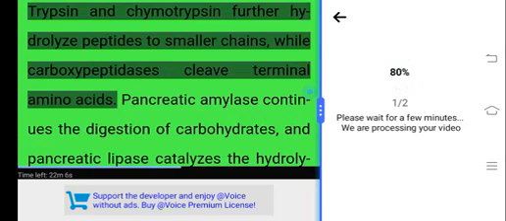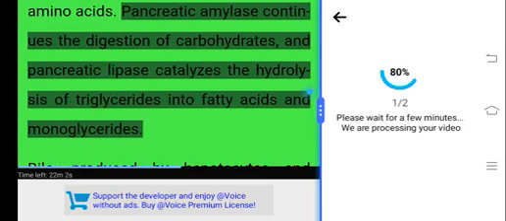Trypsin and chymotrypsin further hydrolyze peptides to smaller chains, while carboxypeptidase cleaves terminal amino acids. Pancreatic amylase continues the digestion of carbohydrates, and pancreatic lipase catalyzes the hydrolysis of triglycerides into fatty acids and monoglycerides.